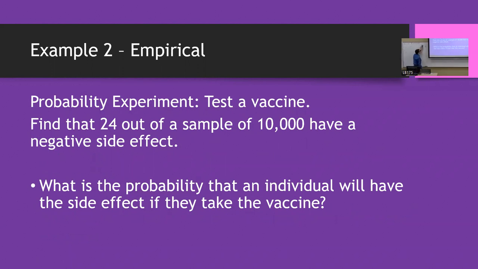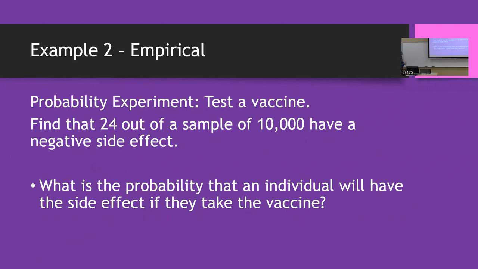Oh, here's one. So everybody understands the classical probability? Number of outcomes in the event divided by number of total outcomes in the sample space. There you go. Empirical probability is this.